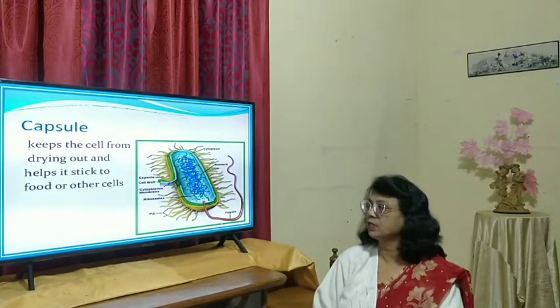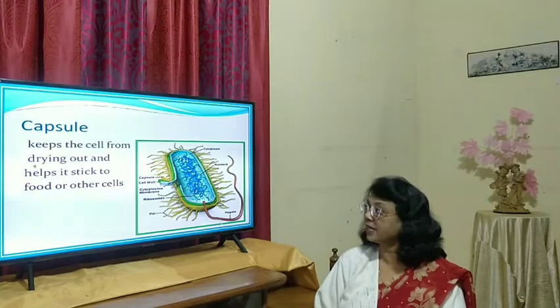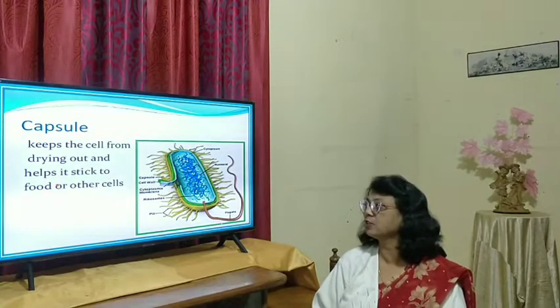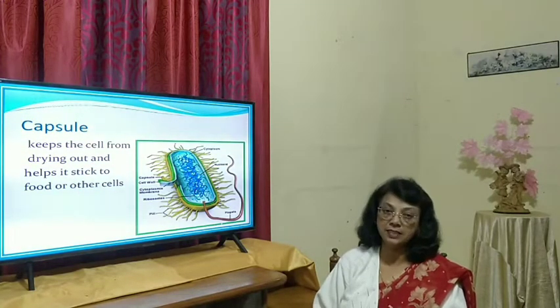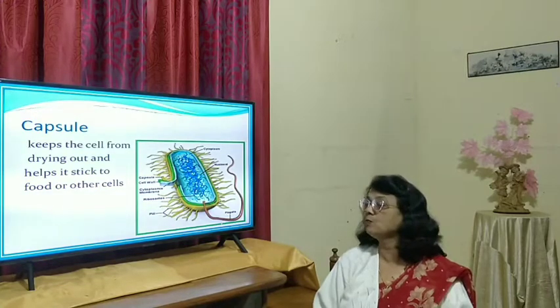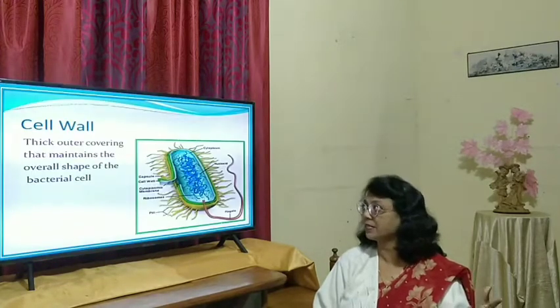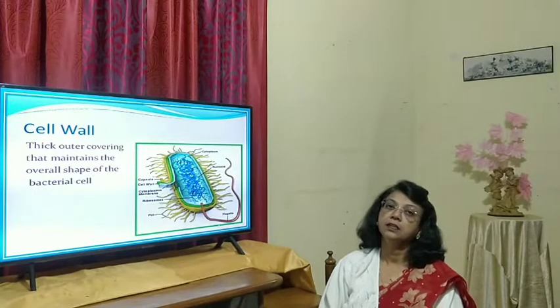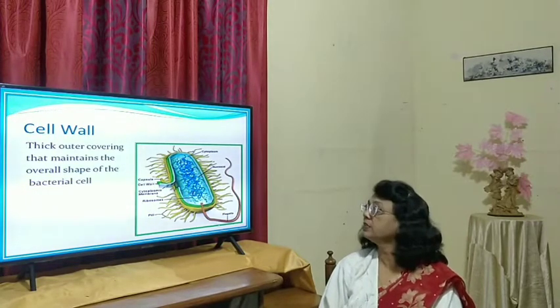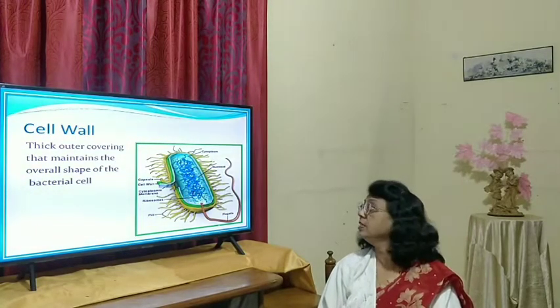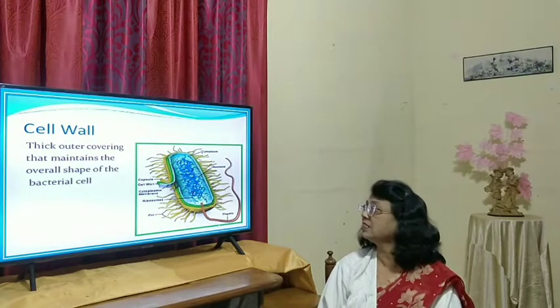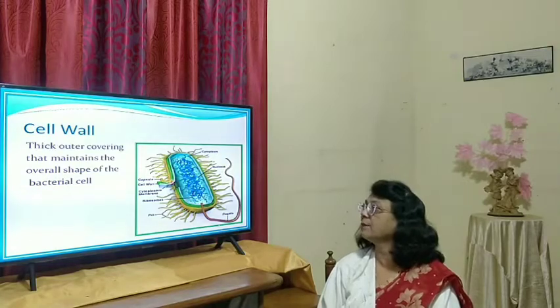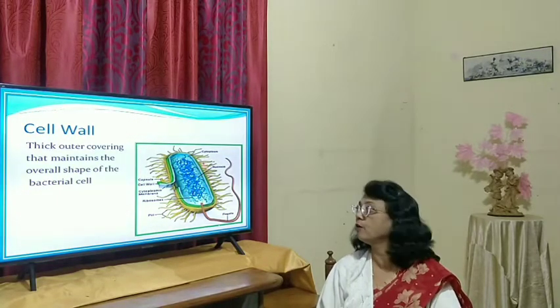The capsule. It keeps the cell from drying out and helps it stick to food or other cells. It is the outermost part of the bacteria. The cell wall. You can see that the cell wall is depicted here in green color. This is the thick outer covering that maintains the overall shape of the bacterial cell.